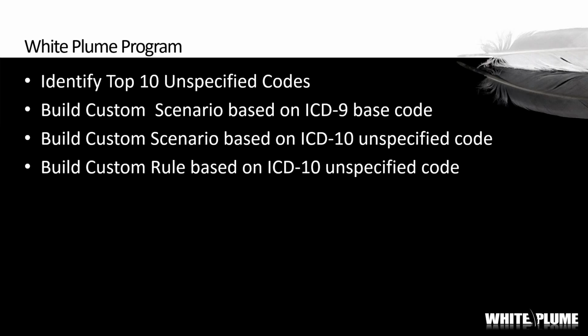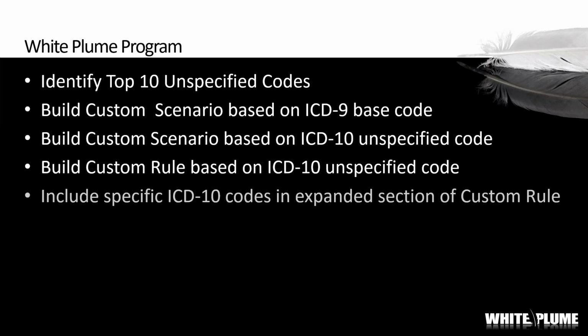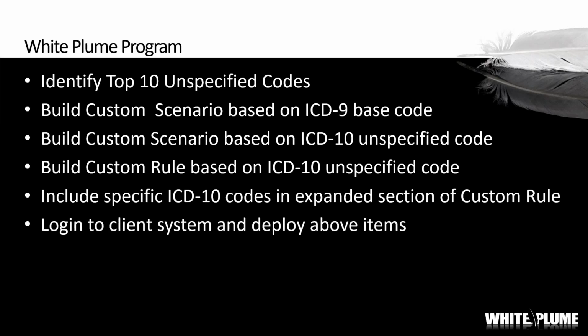It says this is one of those unspecified codes that you shouldn't be using. Here are the more specific choices, so that you don't have to do that work. We will include the more specific ICD-10 choices in the expanded section of that custom rule. Once we've got all of those built, we can log in to your application and deploy those items for you. Right? Now, the cost for that, for the top 10, is $2,000. That includes the entire package there.